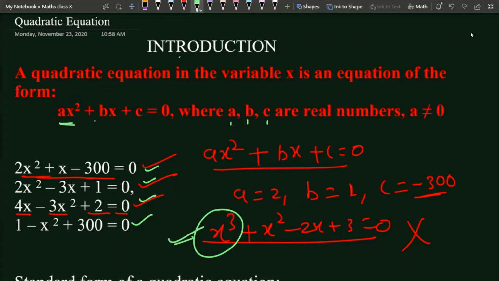Likewise, in the fourth one, you see 1 minus x square plus 300. It has x square, and a is equal to minus 1 here. b is, see, it has no x term. This one doesn't have an x term, but it is still a quadratic equation because it has x square. Even x square equals 0 is also a quadratic equation, because a is equal to 1 here. a is not equal to 0. a is 1.